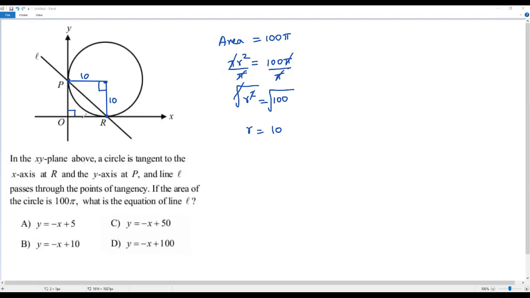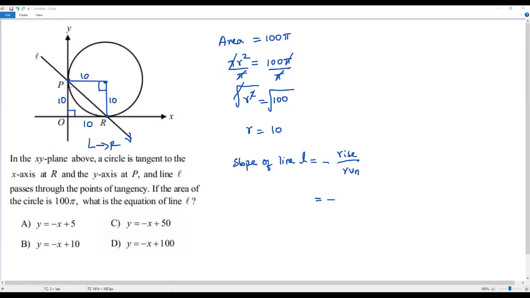Then all the four sides of a square must be equal. Then the length of this side OR must be 10. The length of this side OP also must be 10. Now we can find the slope of line L using these line segments OP and OR, using the formula rise over run. Let me write it. The slope of line L equals rise over run. Since this is a falling line, we consider a negative sign for the slope, because when you look at this line from left to right, it's going down. So the slope has to be a negative value.